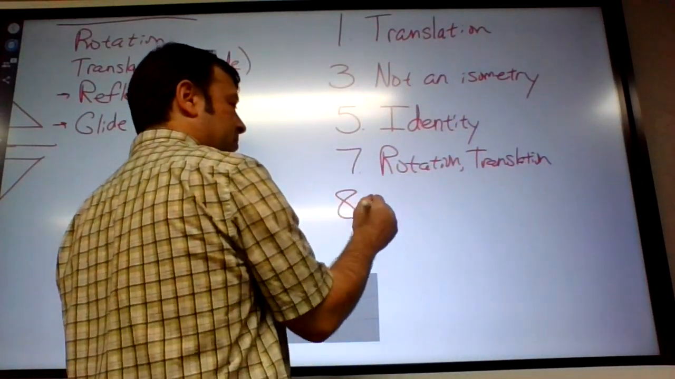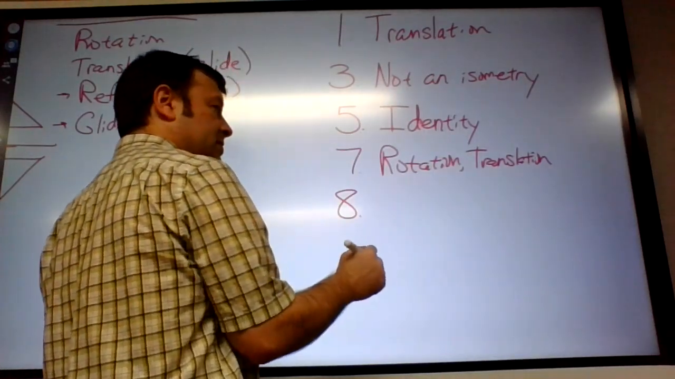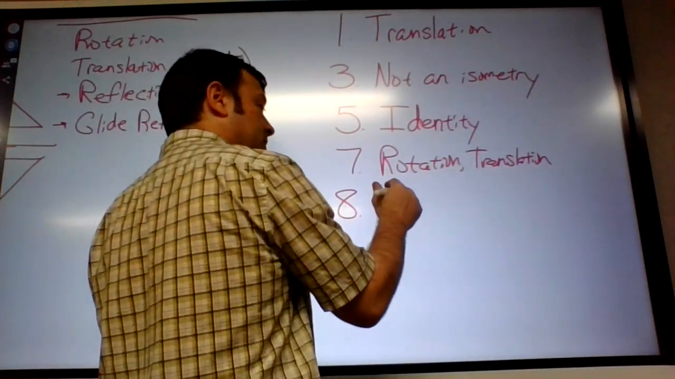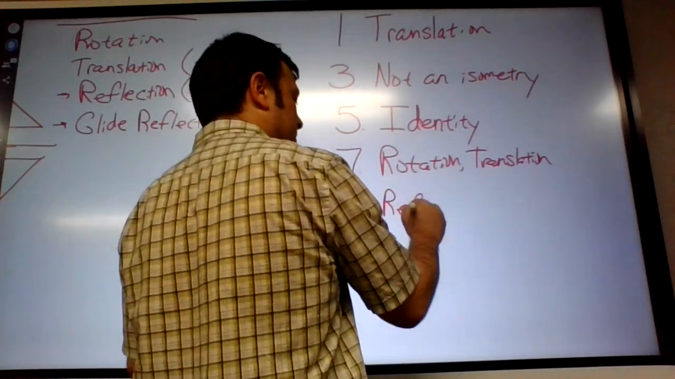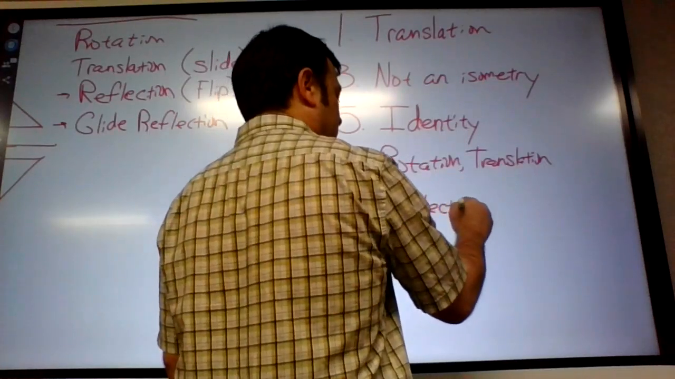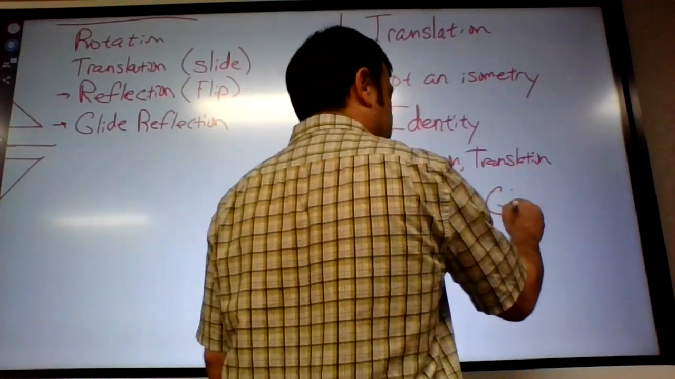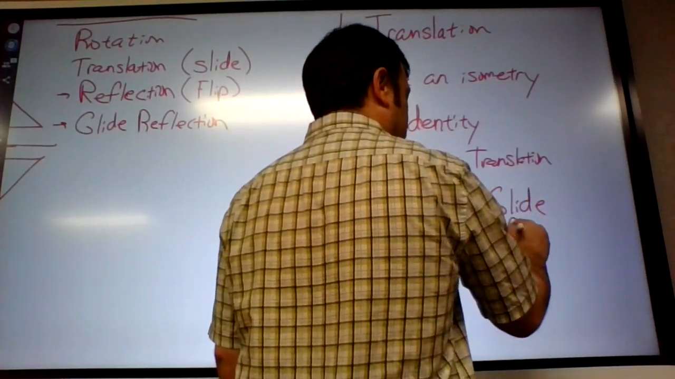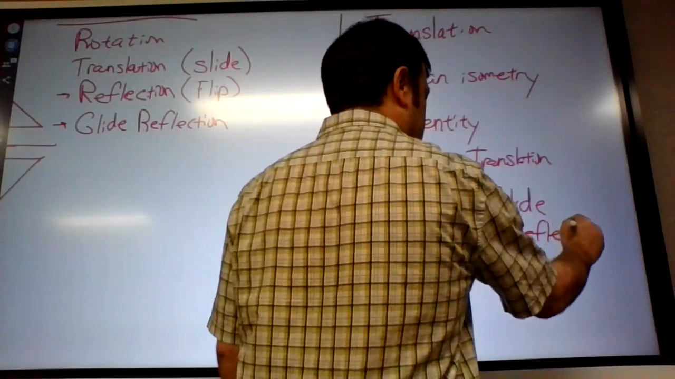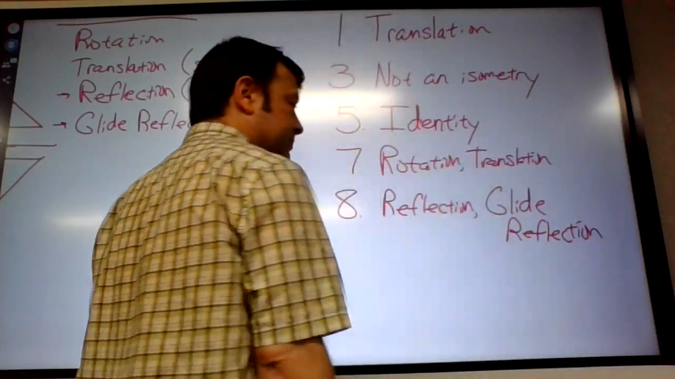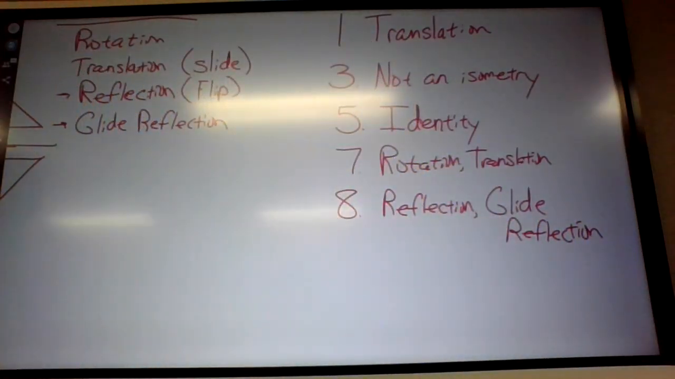And the 2 that do not keep their orientation, number 8, would be reflection and glide reflection. Crisscross.